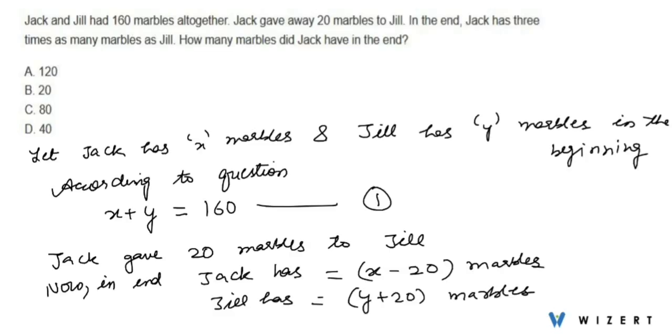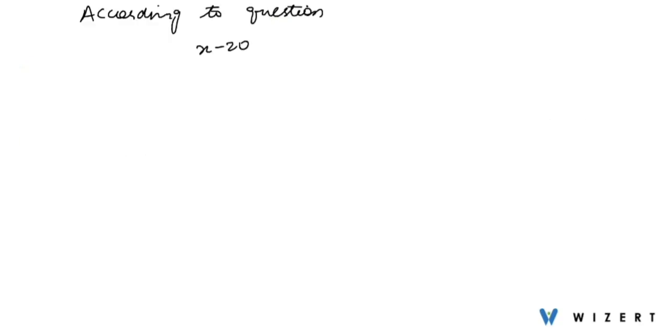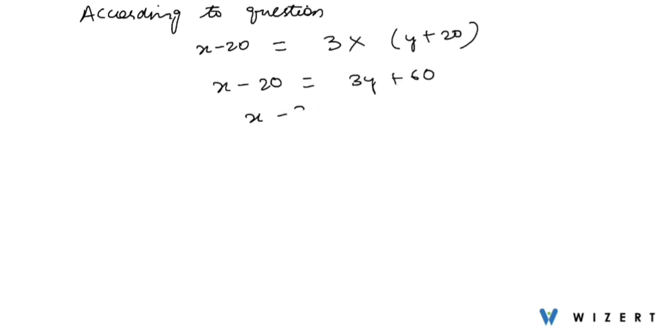Now according to the question, in the end Jack has 3 times as many marbles as Zill. So x minus 20 is 3 times y plus 20. This is the number of marbles, y plus 20, that Zill has. So let us simplify it. After simplifying we'll get an equation x minus 3y equals 80. Let this be the second equation.